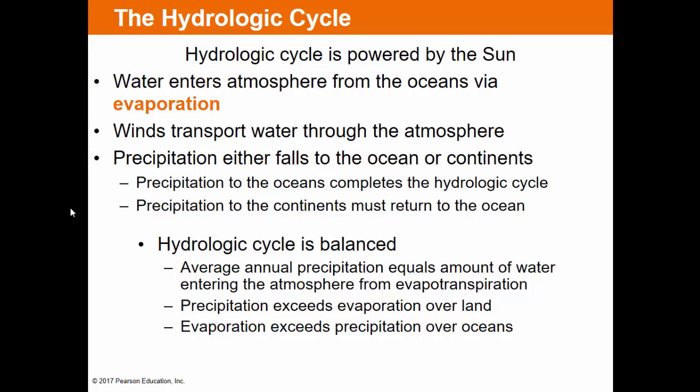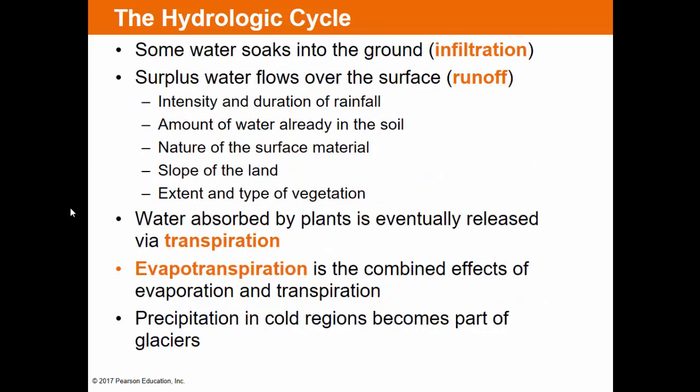So this whole hydrologic cycle is powered by the sun. Water enters the atmosphere from the oceans via evaporation. Then you get some complex processes we'll talk about later in the course that produce condensation and cloud formation. And then the winds move those clouds. Precipitation is going to fall in the ocean or on the continents. And essentially, the hydrologic cycle is balanced. We have as much evapotranspiration as we have precipitation. The precipitation exceeds the evaporation over land, and the evaporation exceeds the precipitation over the ocean.